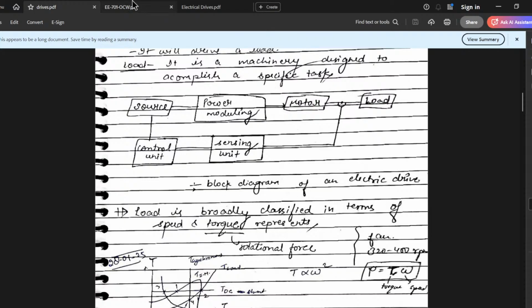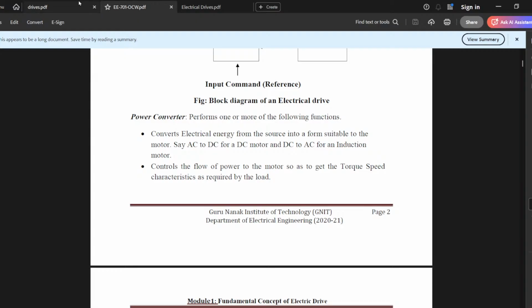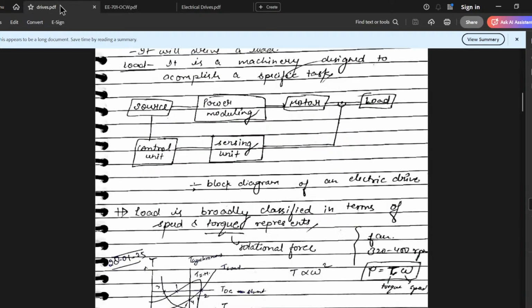So if you guys are from anywhere near ninth or tenth grade, you must have known the difference between speed and torque. Speed is a scalar quantity and torque is a vector quantity.